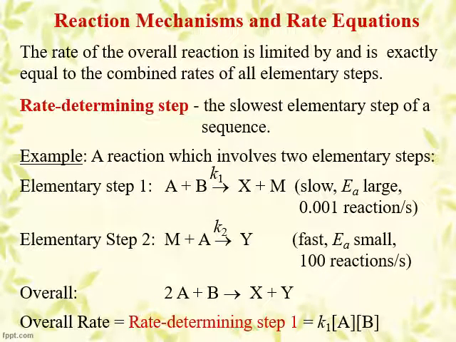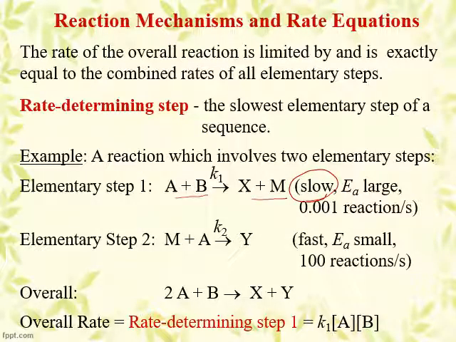The rate of the overall reaction is limited by, and is exactly equal to, the combined rates of all of the elementary steps. Of all the elementary steps, one should be the rate determining step, which is the slowest elementary step of a sequence. The example here is a reaction involving two elementary steps. In step 1, A reacts to produce X plus M. This reaction is slow, and the activation energy is large.